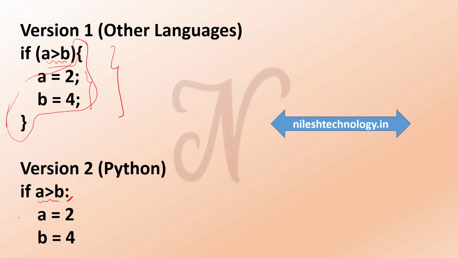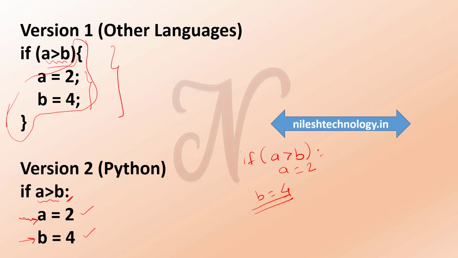In the next line there is some extra space needed, meaning one tab is needed. So give one tab and then use some expression. If you are in the tab, it means that you are in the if condition. If you type it like this, if a is greater than b colon, and this is a equal to 2, and if you write b equal to 4 on this side, it means that b equal to 4 is outside the if condition.